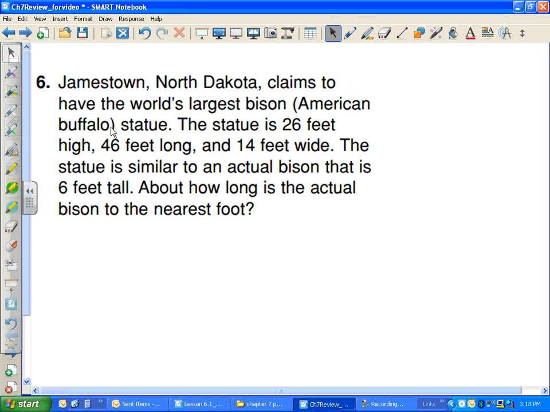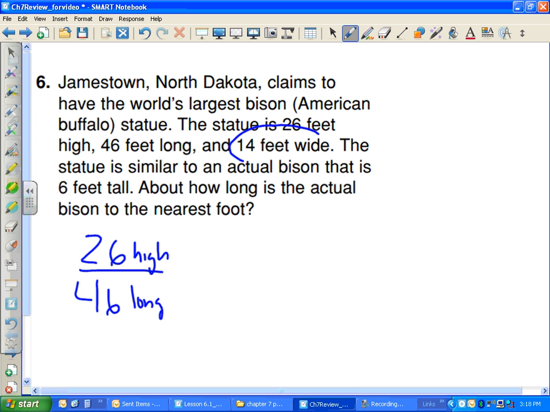Okay, next one. Jamestown, North Dakota claims to have the world's largest bison statue. The statue is 26 feet high, so let me write some of this information down. 26 feet high, 46 feet long, and 14 wide. I have a feeling I don't even need the 14 wide, but let's throw it in here.